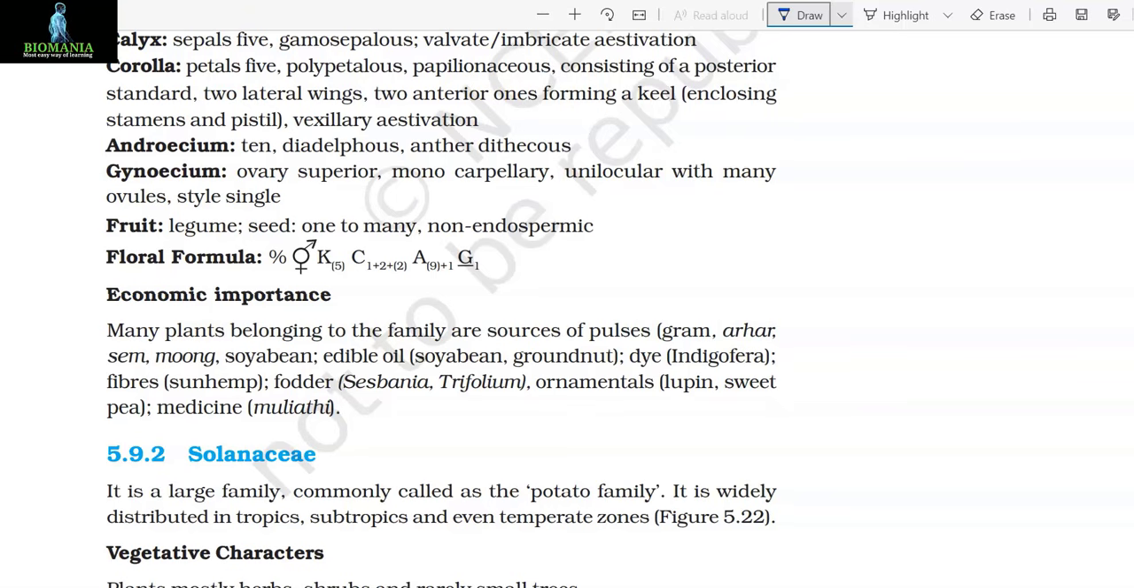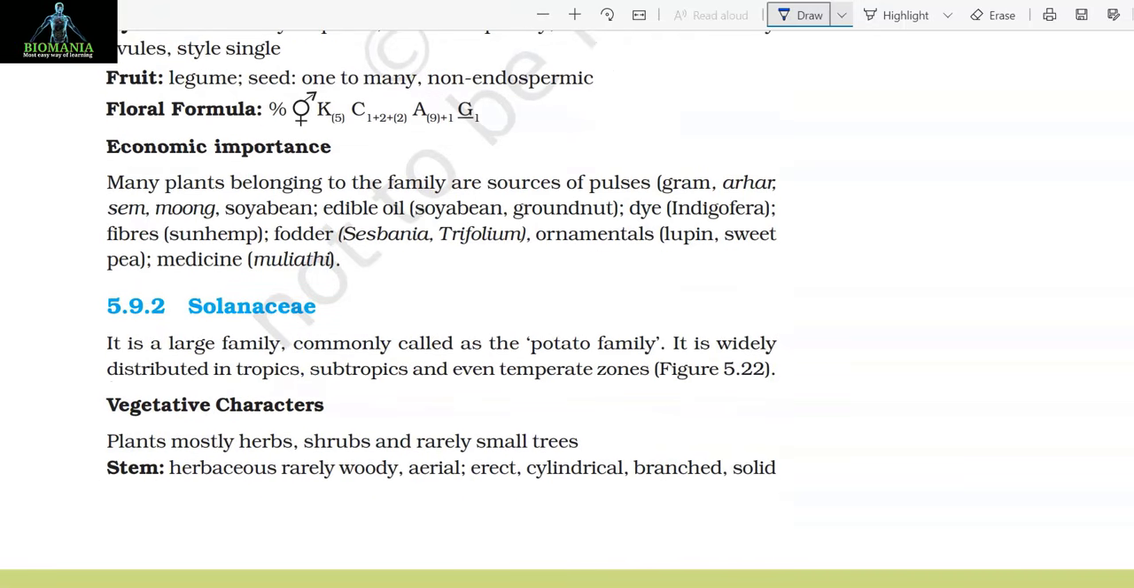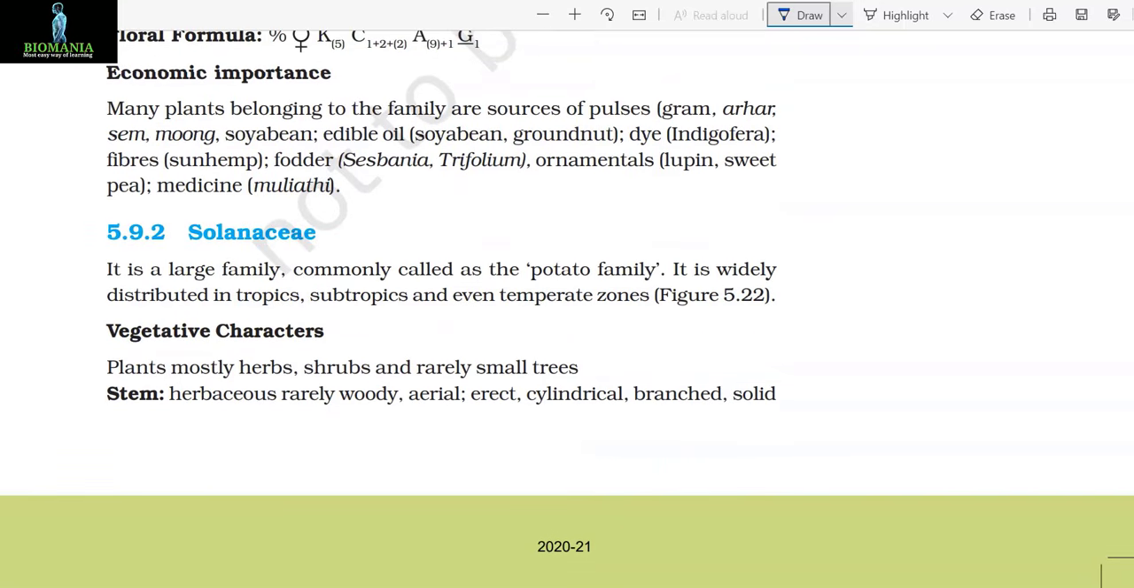Economic importance: many plants belonging to the family are sources of pulses, that is gram, arhar, sem, moong, soyabean; edible oil, soyabean and groundnut; dye, indigofera; fibres, sunhemp; fodder, sesbania, trifolium; ornamentals are lupin, sweet pea; and medicinal is mulethi.